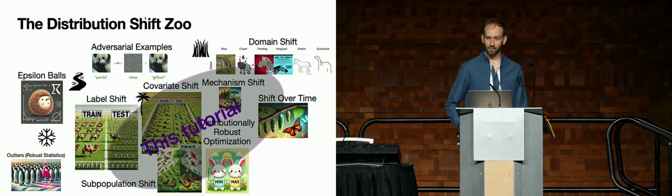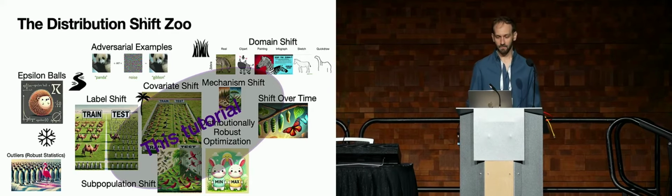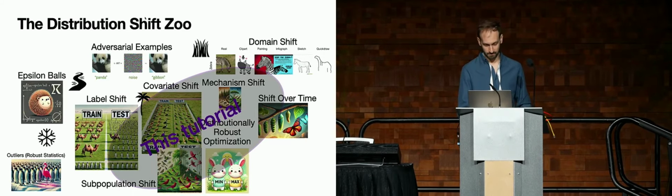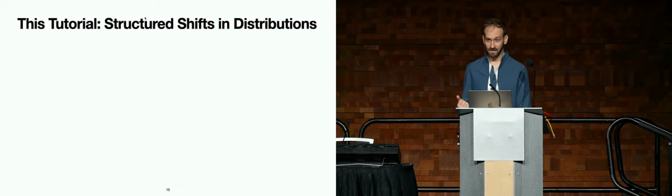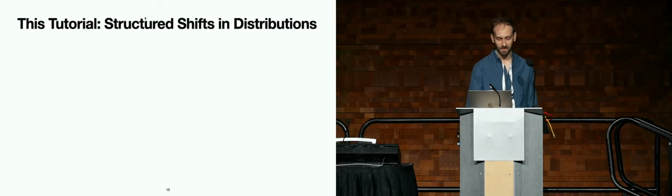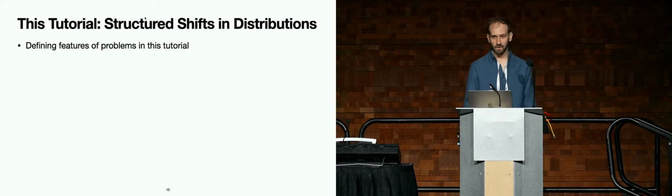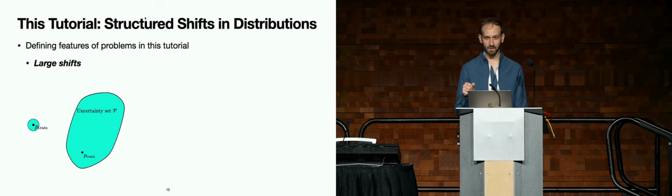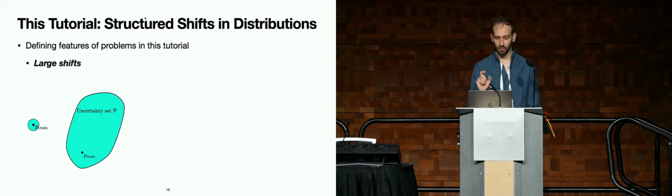Our tutorial will talk about types of shifts that are somewhere in the union of all of these, or scope out a part of this union. To make this more concrete, Maggie will talk in the next section, and I will give a general definition here. The defining features of the shifts we will talk about today are, first, that they are large shifts. They are not like the epsilon balls I just mentioned in the last slide, where on the left we have our training distribution and a small ball around that.